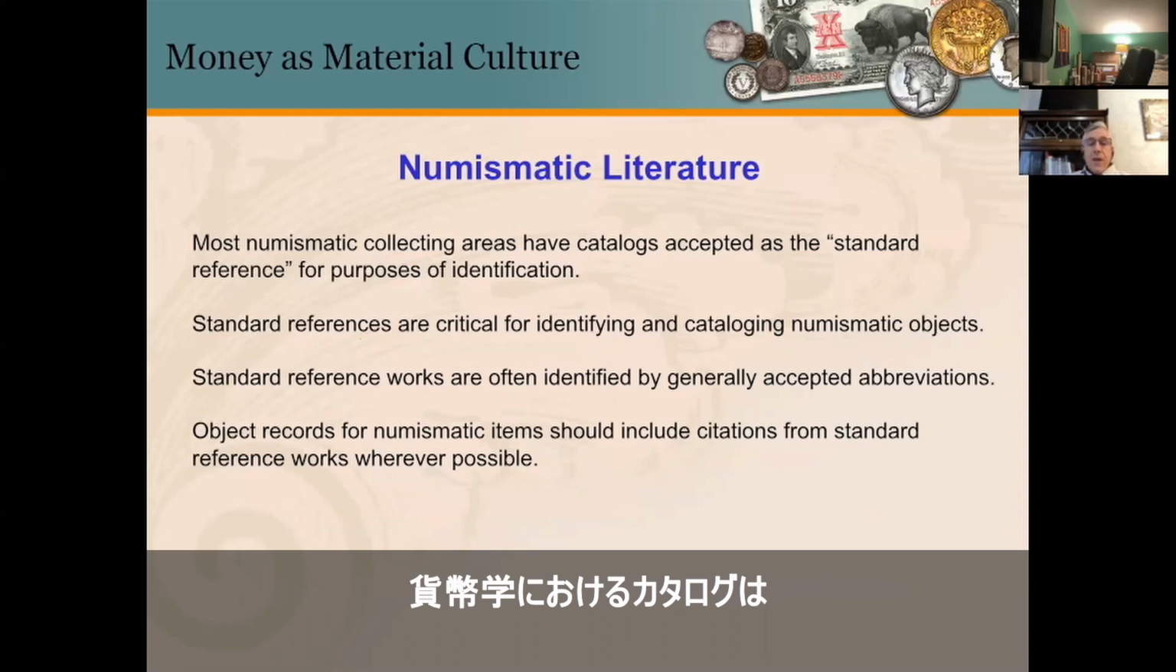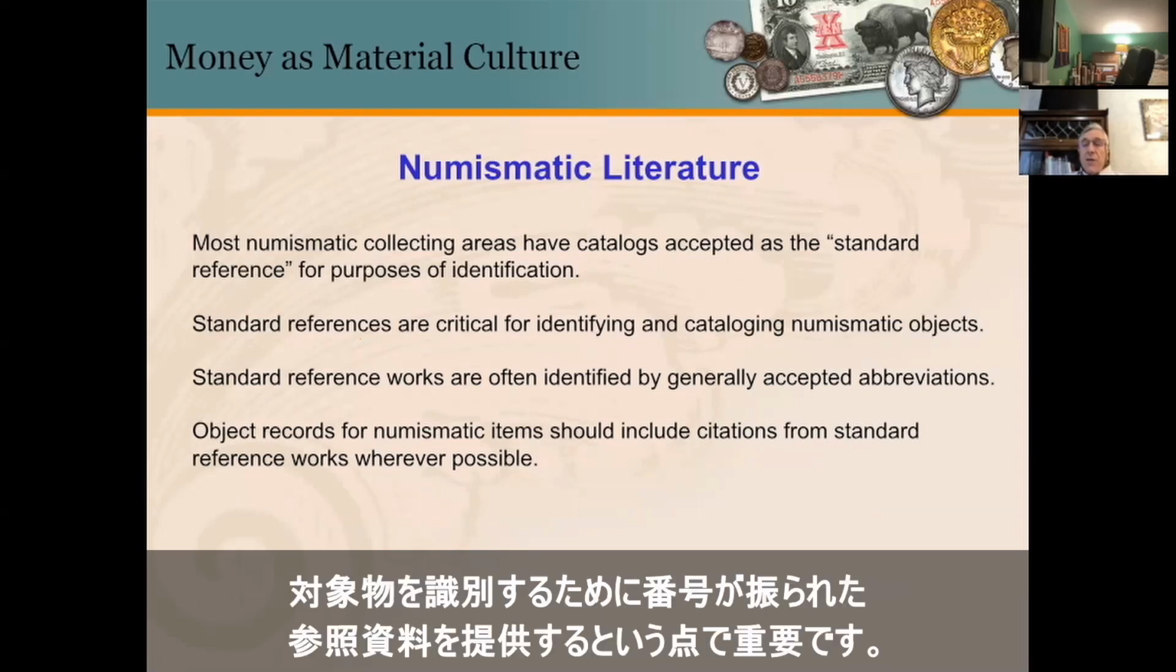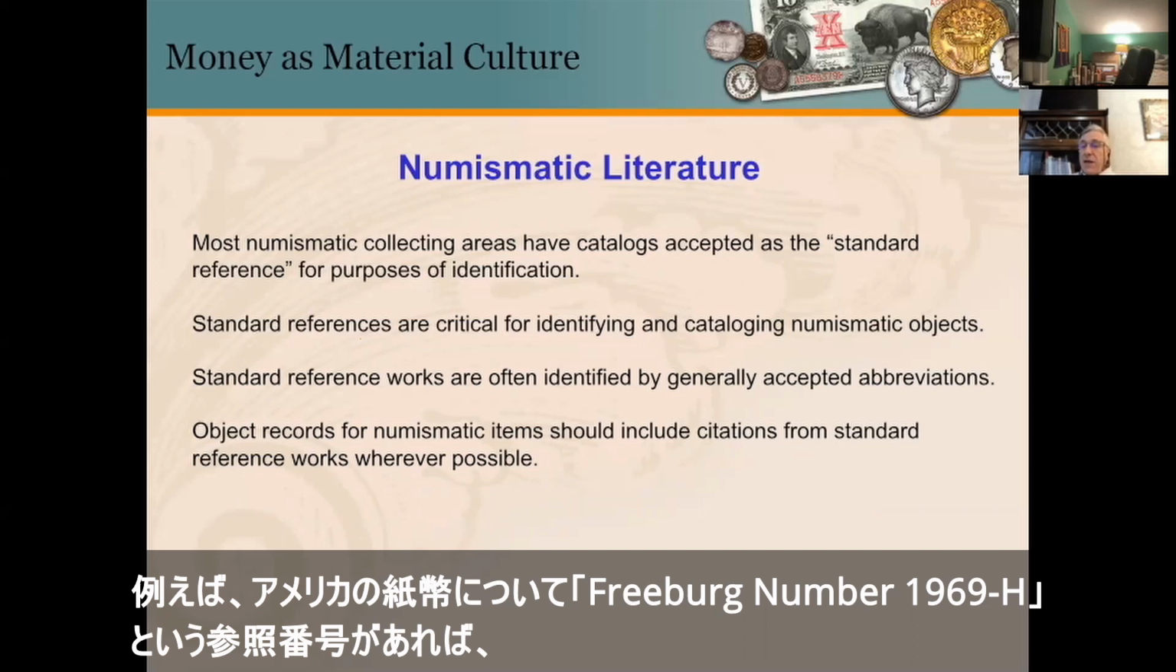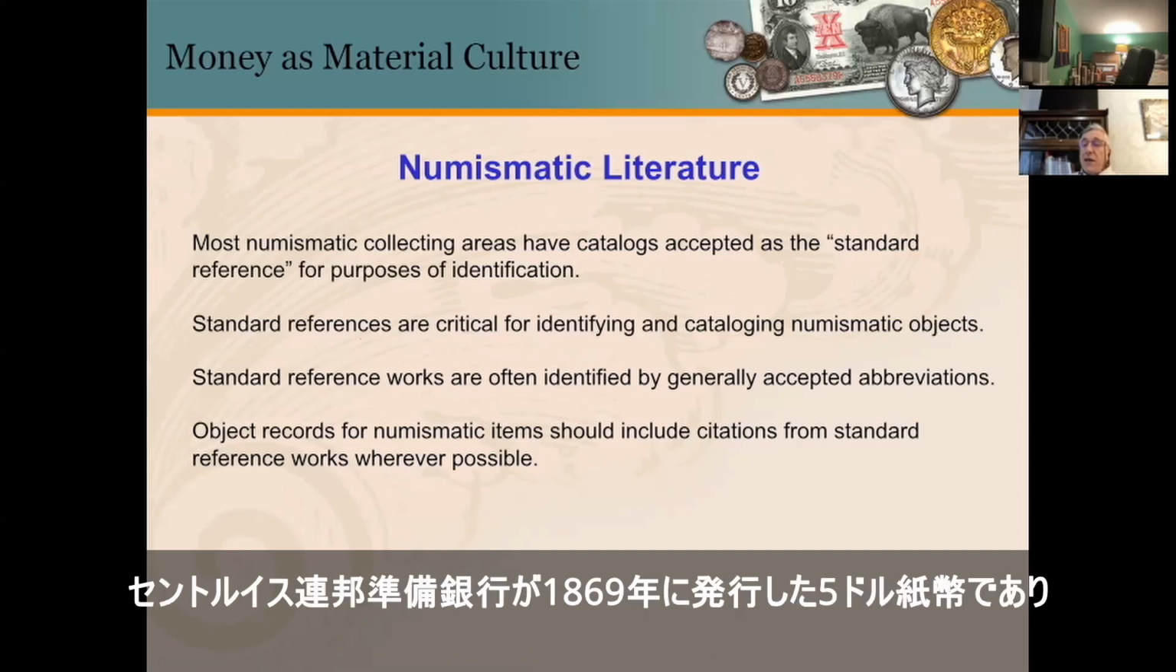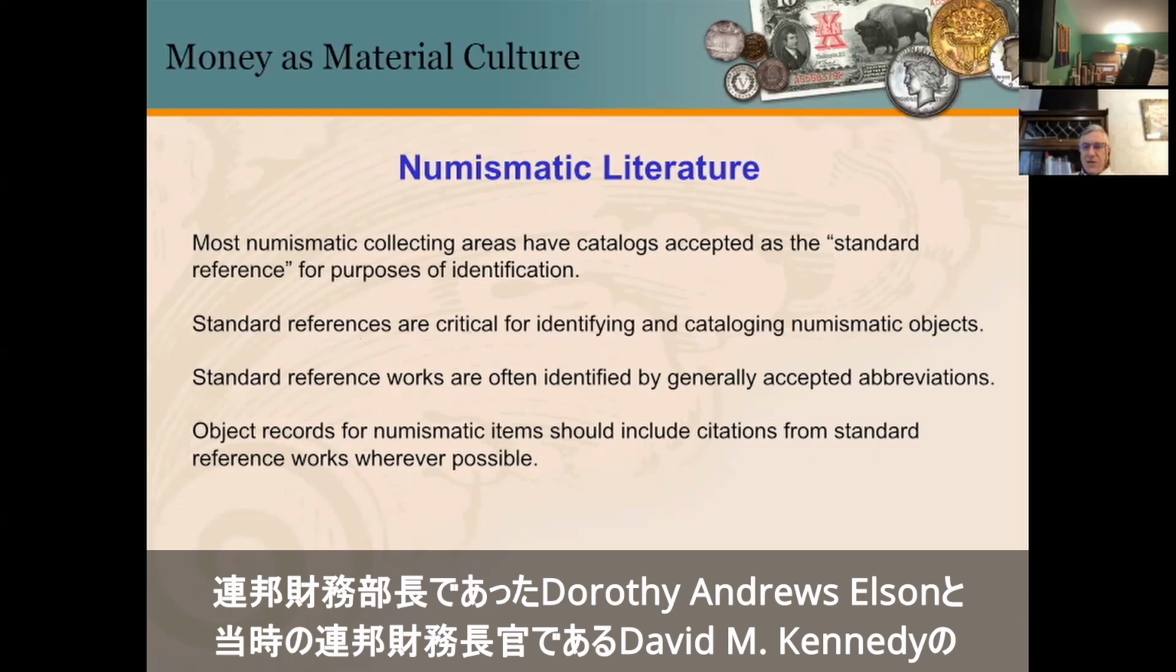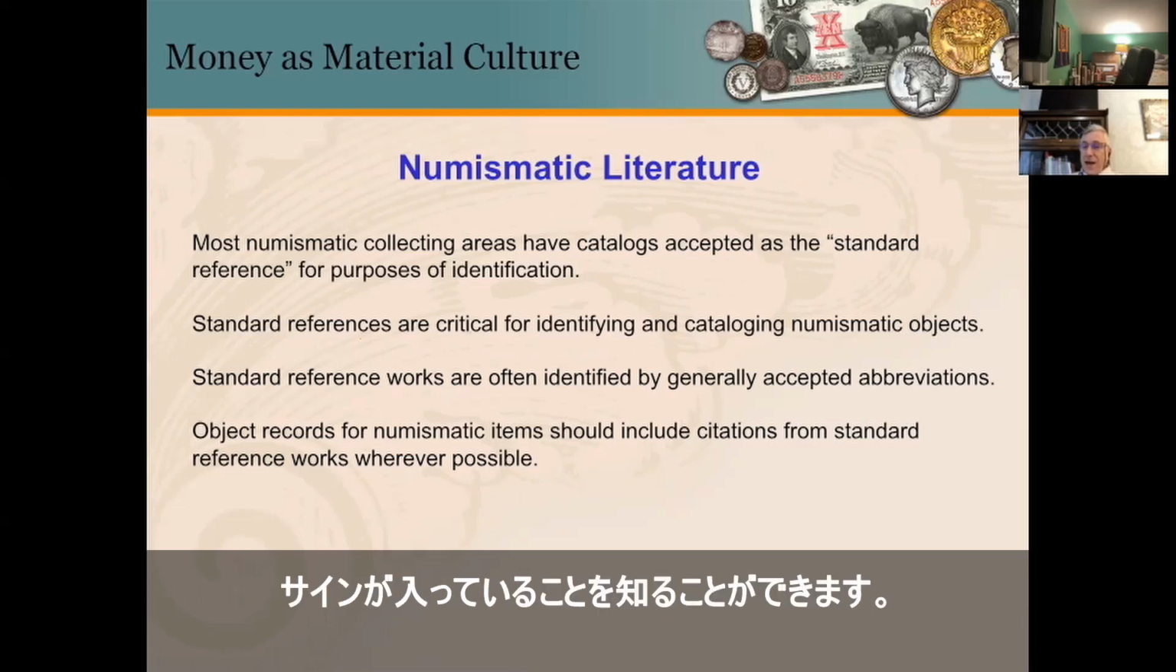Now, catalogs in numismatics are important because they provide references that are numbered for identifying objects. Thus, for American paper money, if one sees a reference for Friedberg number 1969-H, you will know that the note is listed in Arthur and Ira Friedberg's Paper Money of the United States, and that it is a $5 Federal Reserve note, series of 1969, issued by the Federal Reserve Bank of St. Louis with the signatures of Dorothy Andrews Elston, Treasurer of the United States, and David M. Kennedy, Secretary of the Treasury at the time.